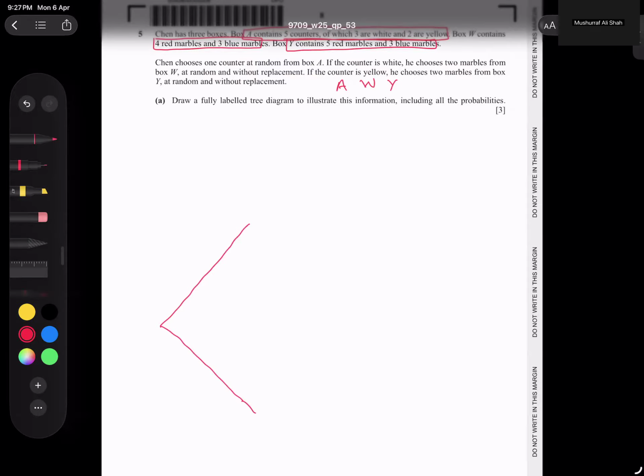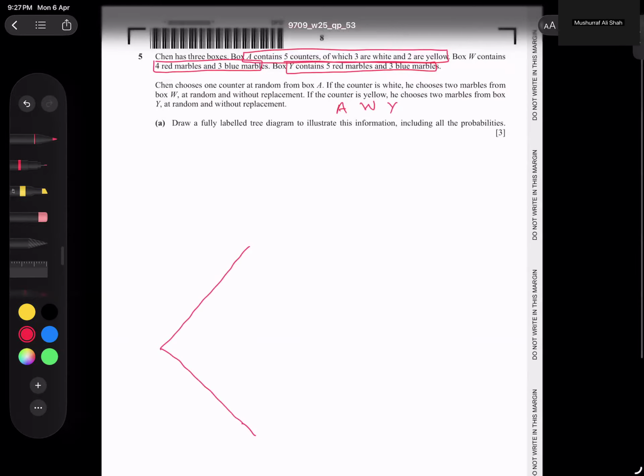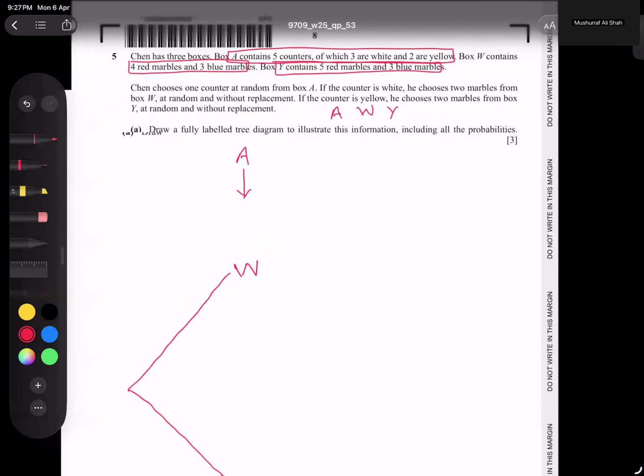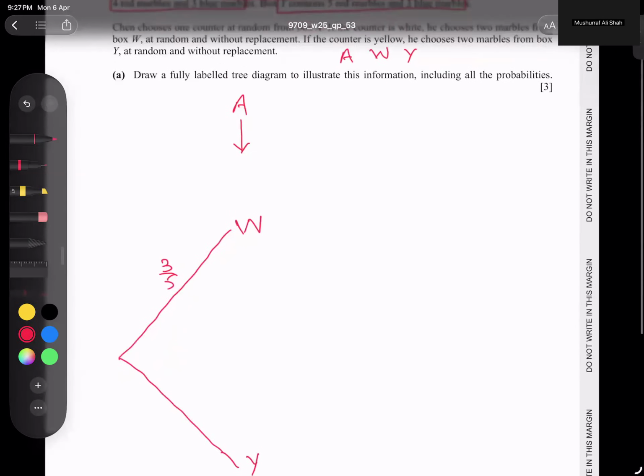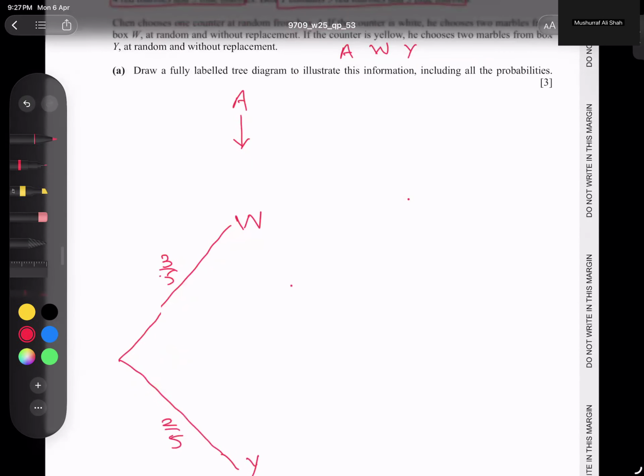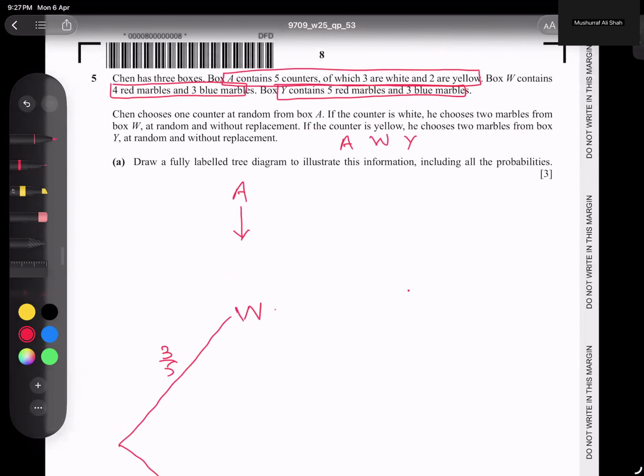So here I talk about the A box. Either we have a white or a yellow. And white chances, what, students? White is 3 out of 5, so I'm writing here 3 out of 5, and yellow is 2 out of 5. Done. Now I'm concentrating on the W box, so I will make this kind of diagram.